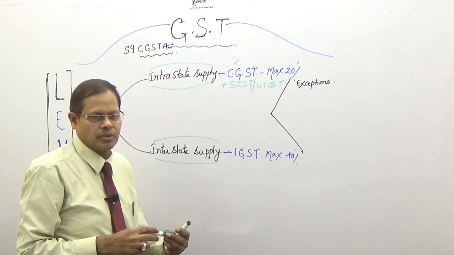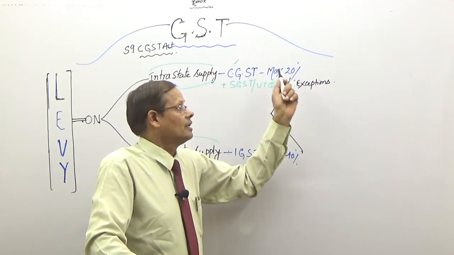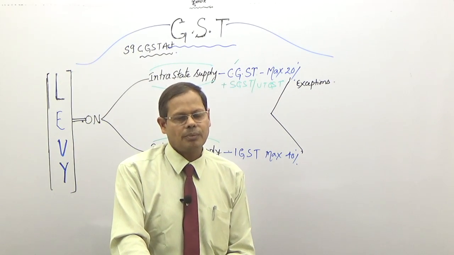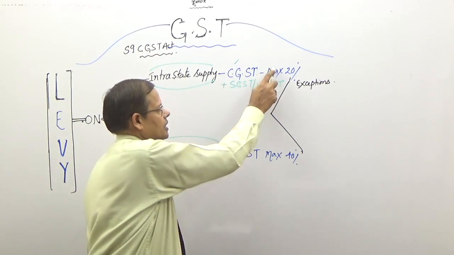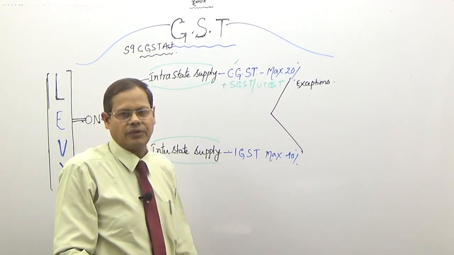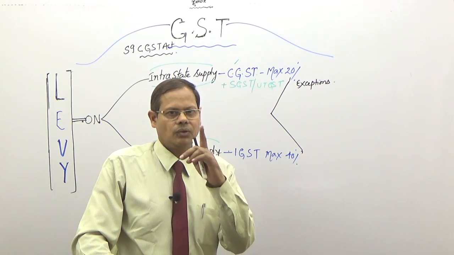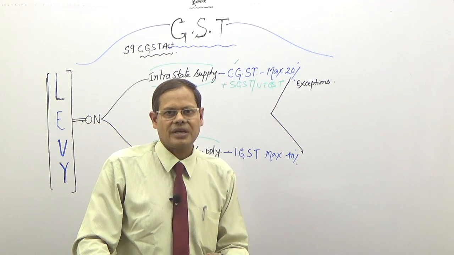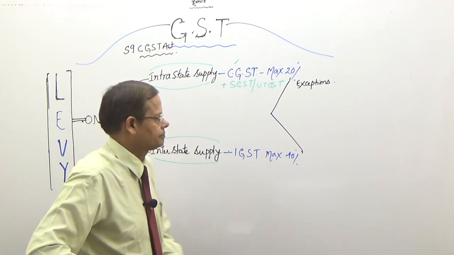Both the taxes will be imposed, and CGST as per section 9 is maximum 20%. So, obviously, the state portion will also be maximum 20%, 20 plus 20, 40, that way. When you read from the CGST Act, only 20% you see, but if you add up the portion of SGST or UTGST, 20 plus 20, it is 40.